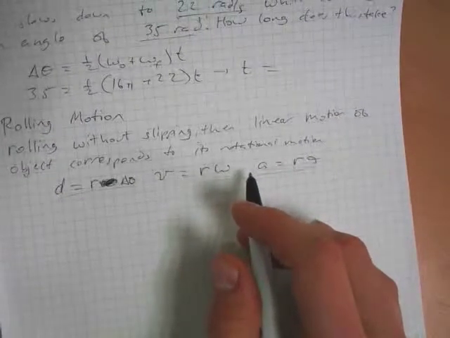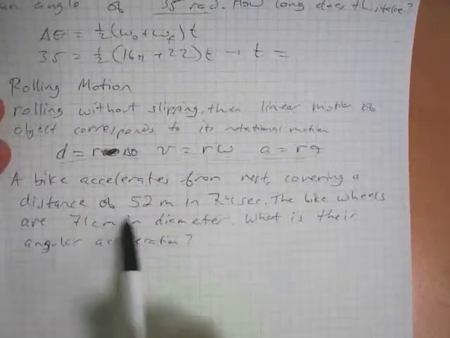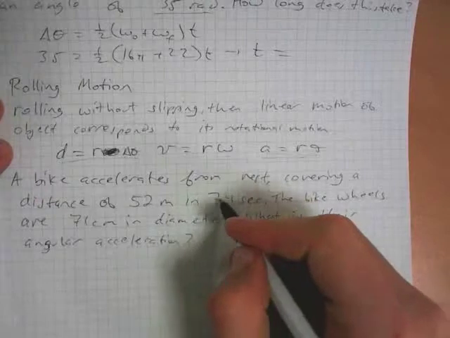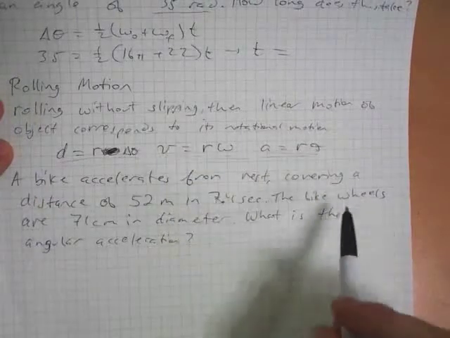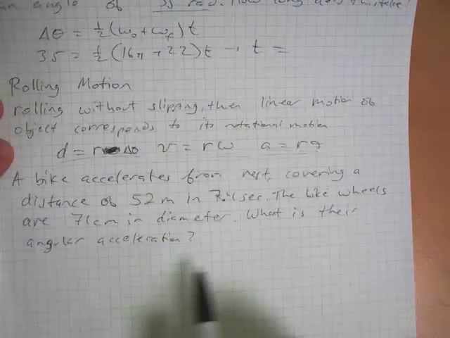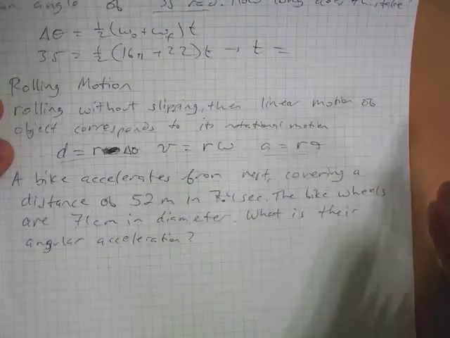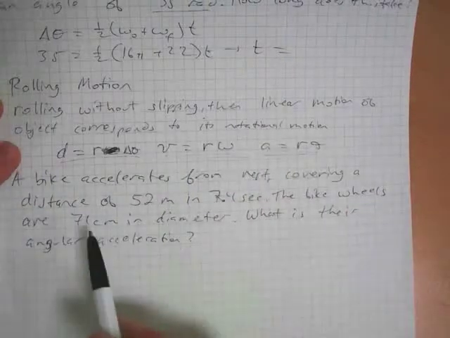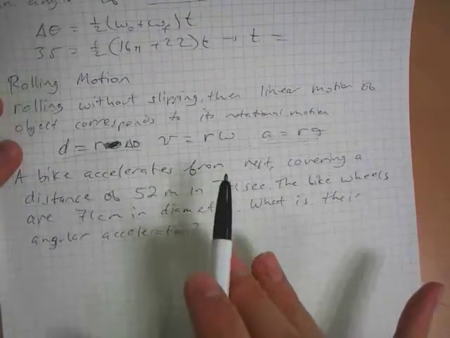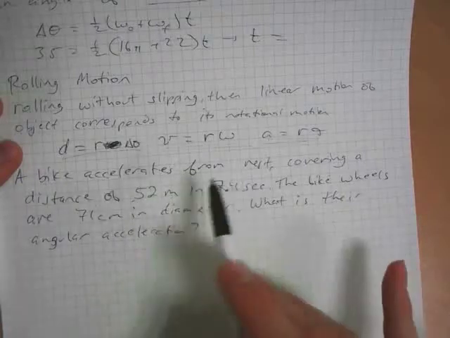So let's say we've got a bike accelerating from rest. It covers a distance of 52 meters in 7.4 seconds. The bike's wheels are 71 centimeters in diameter. What is their angular acceleration? So this problem incorporates both linear and rotational kinematics. And there are two different ways you can go about doing it. At some point, you're going to have to turn your linear quantities into rotational quantities.